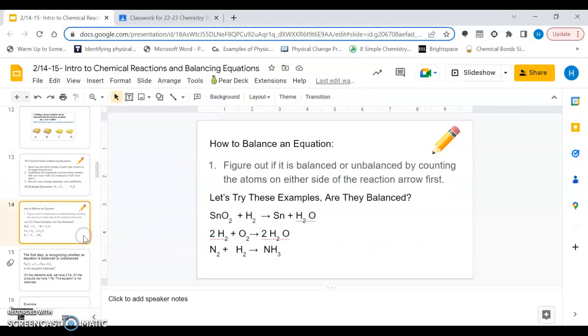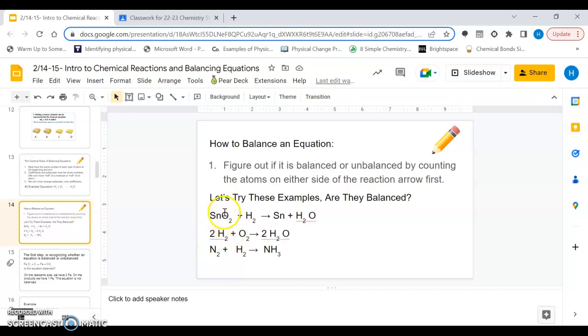All right. So the first step to balance an equation is just to figure out if it's balanced or unbalanced already. The nice thing is a lot of times, or at least some of the time, you're going to look at it and say, oh, that's already actually balanced. I don't have to do anything, which is kind of nice. So let's try these examples here.